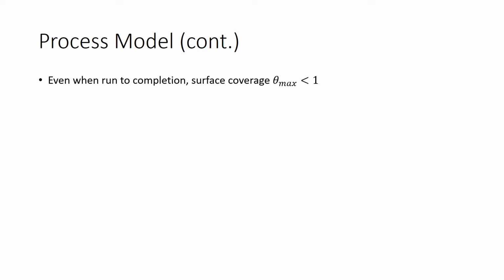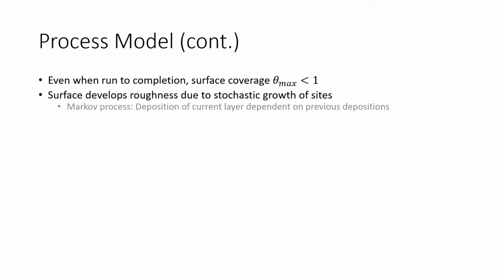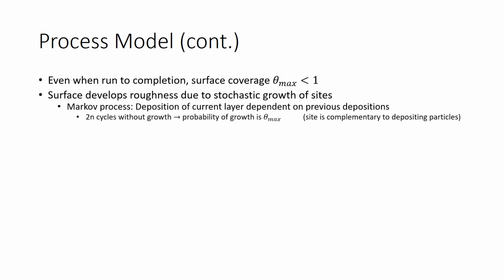We see that even if the reaction is allowed to run to completion, the surface coverage remains less than 1. This results in a roughening of the surface after multiple deposition steps, since the growth at each specific site is a stochastic process rather than a uniform process. Specifically, the growth at a specific site is a Markov process. The deposition of the current layer is dependent on the previous depositions.